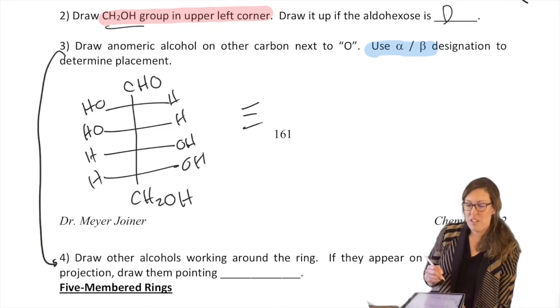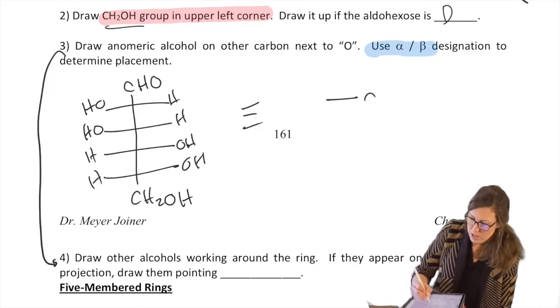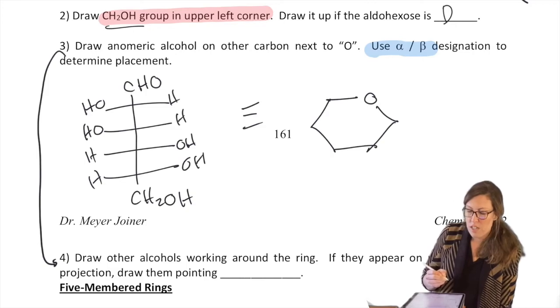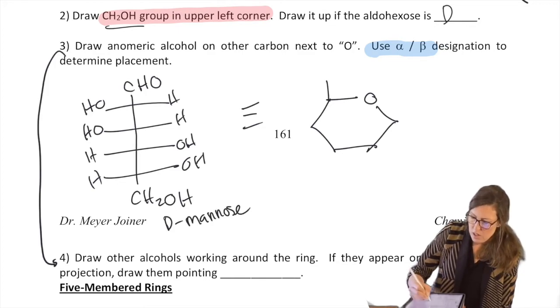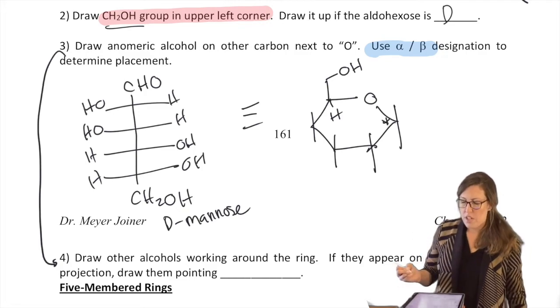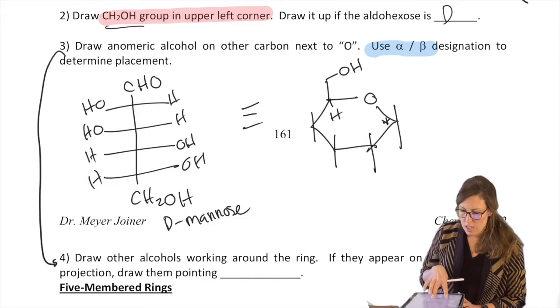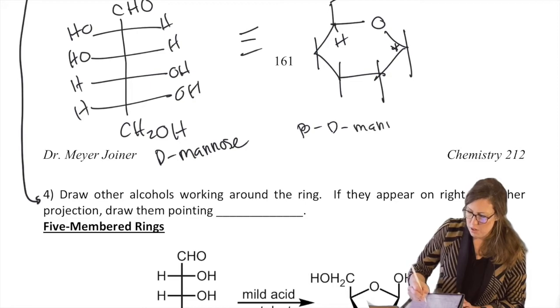Let's combine these rules. Step 1, draw the hexagon with the O in the upper right-hand corner. This is the speed run version. We're going to draw O. There we go. Step 2, draw the CH2OH in the upper left-hand corner. Draw it up if the aldohexose is D. This was, in fact, D-mannose. So up CH2OH. We've got to determine the rest. Here's our anomeric carbon. Use alpha beta. Well, we were asked to draw beta. So beta-D-mannopyranose was the goal.